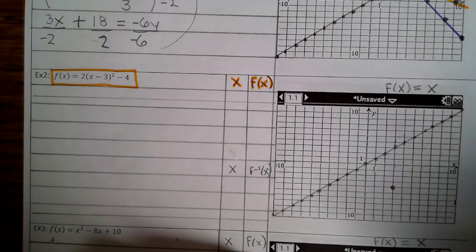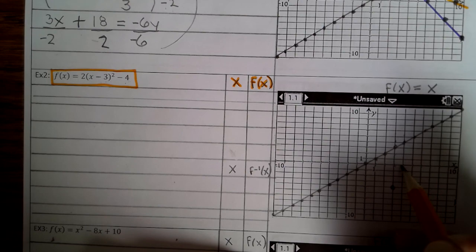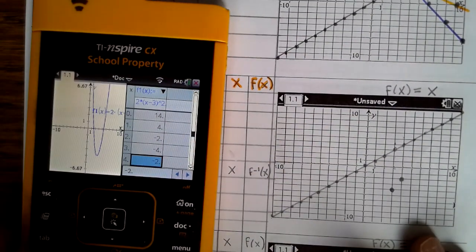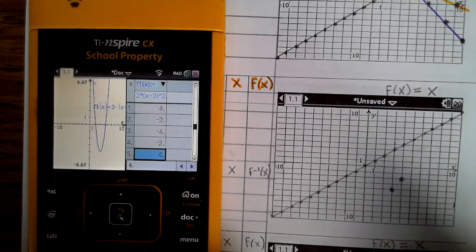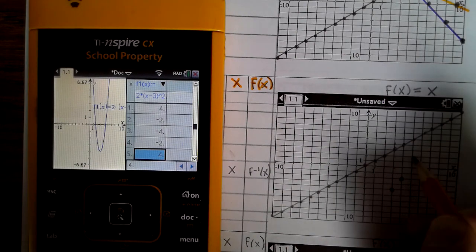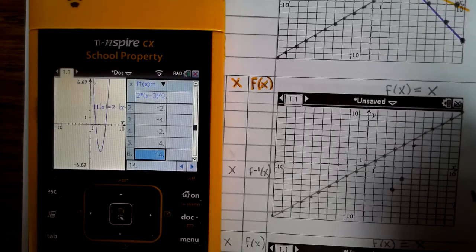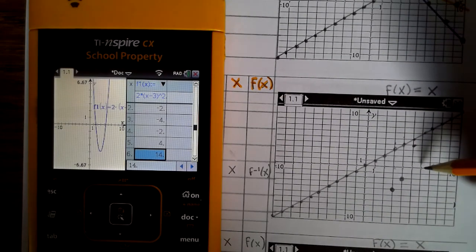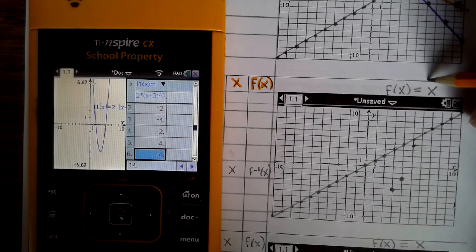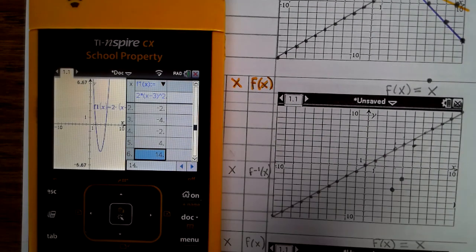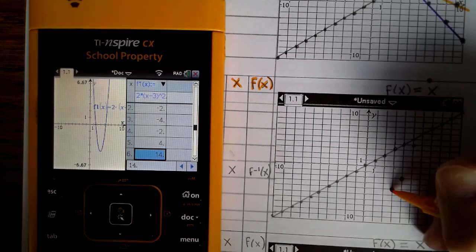Okay, and our next point would be 5, 4. And then 6, 14. We can go 6, 14 is probably about right there. Okay. I'm going to graph that in yellow.